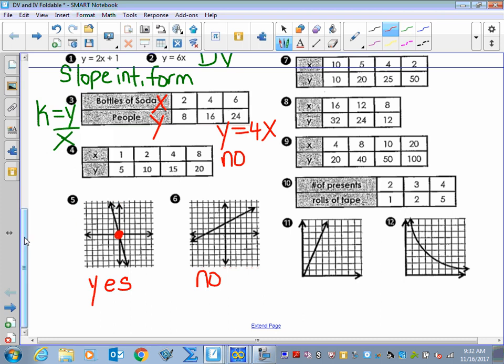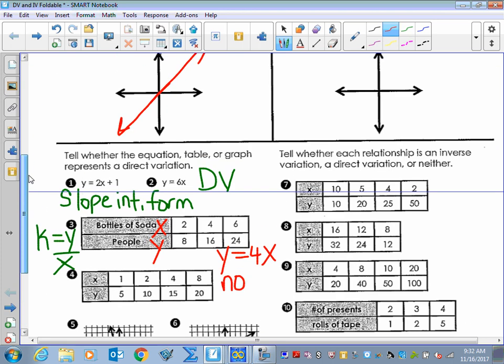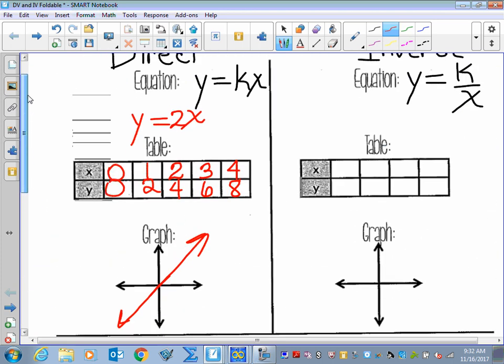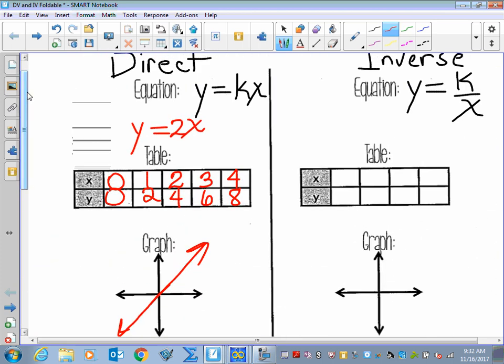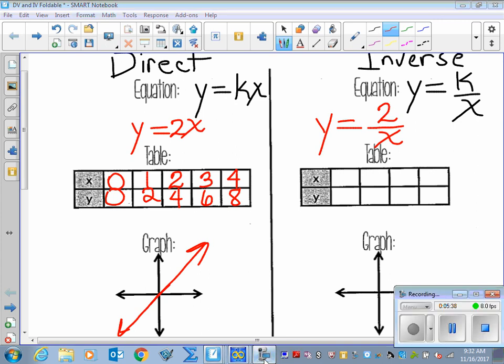Now we're going to compare that to inverse variation. This is what I want you to do. On your calculators, go ahead and hit the y equals key, because you really do need to see what this looks like on your calculator. And you're going to type in y equals 2 divided by x.